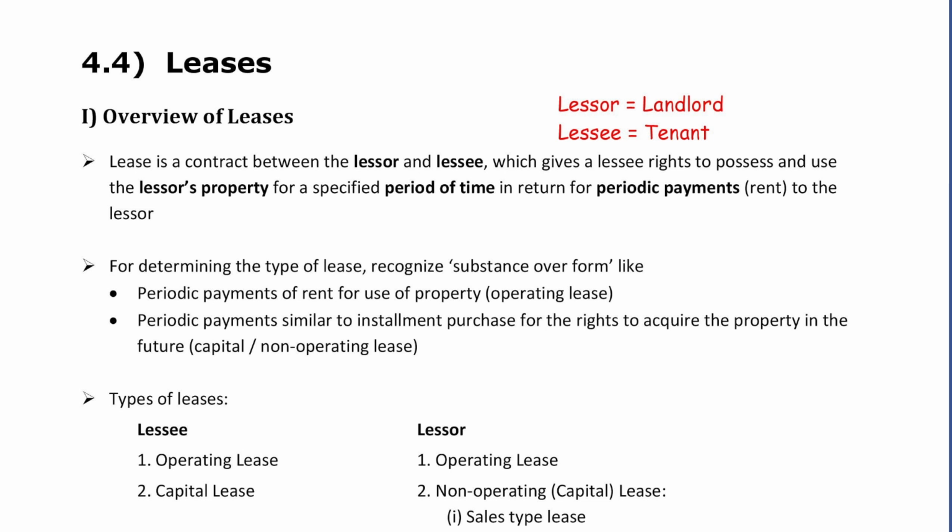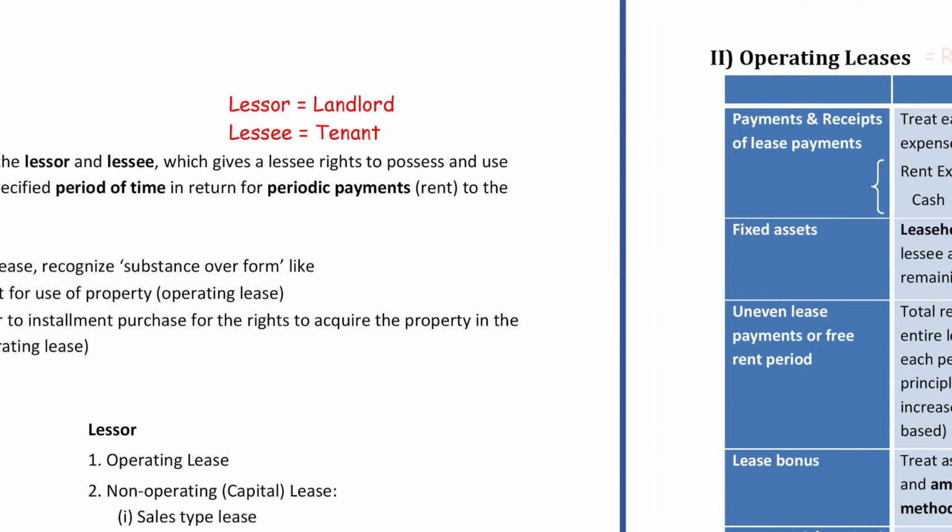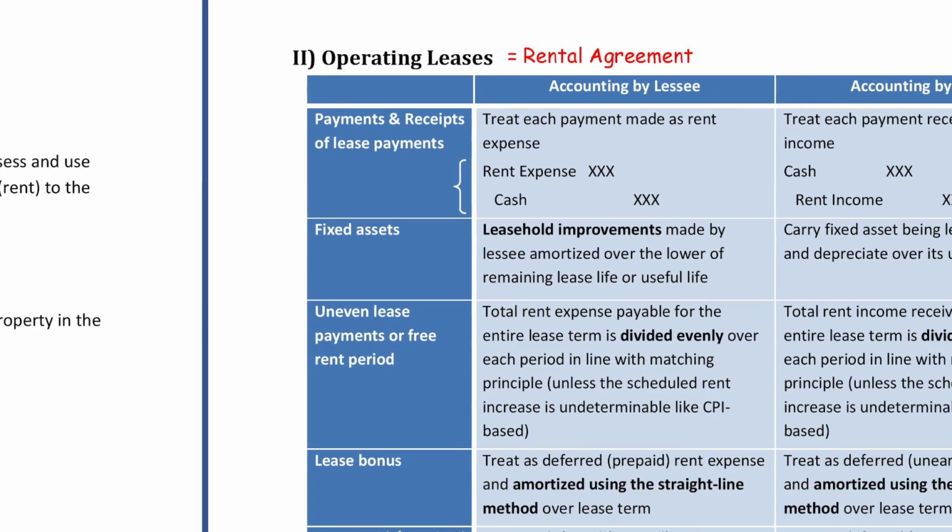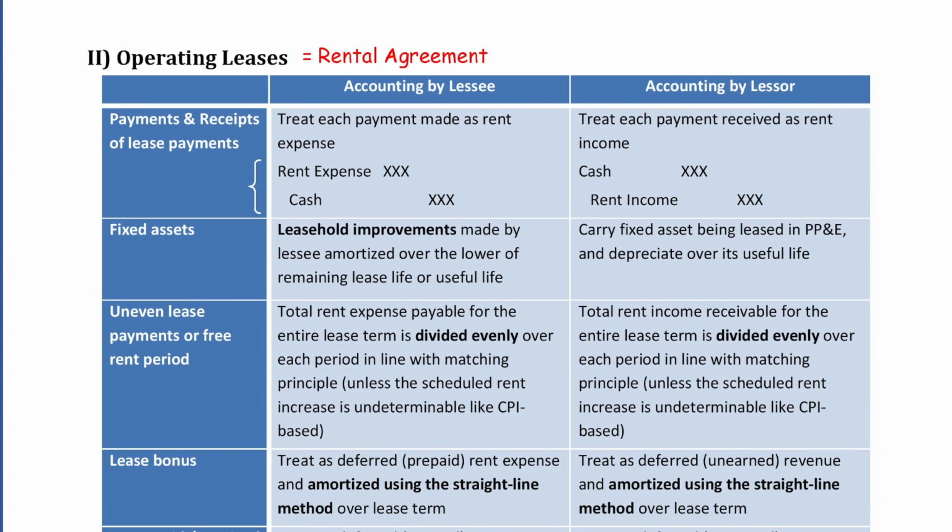Turn to page 27 where we're looking at operating leases. Right there, rental agreement. And then we are now comparing accounting by lessee for the operating lease and accounting by lessor for the operating lease. So put a box around lessee and another box around lessor.